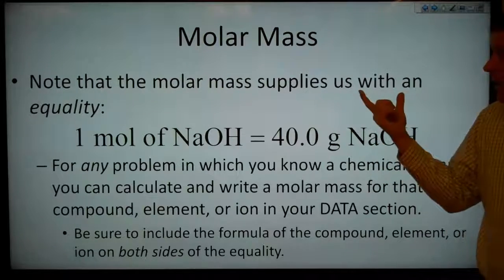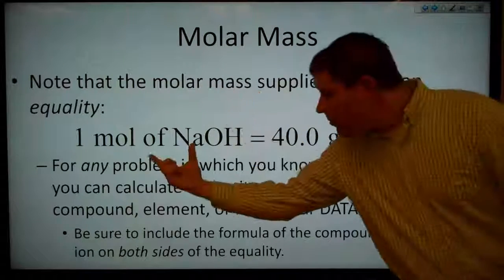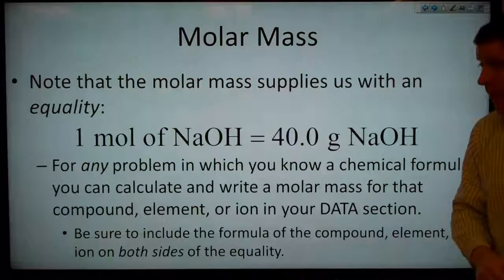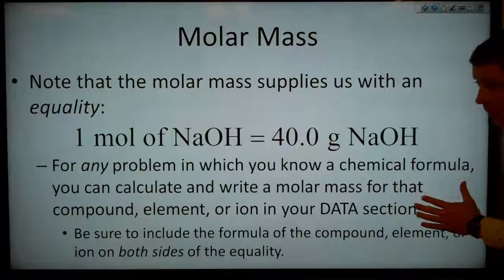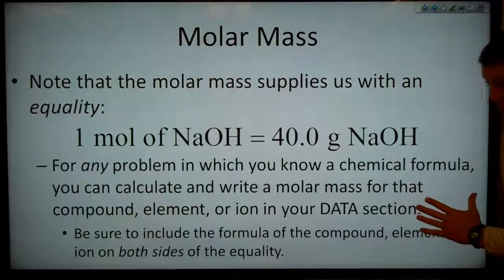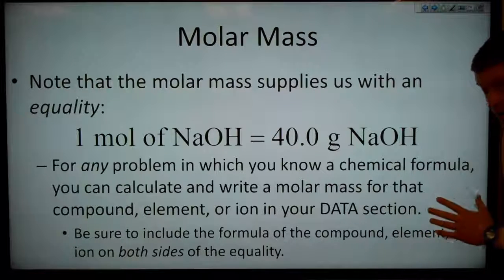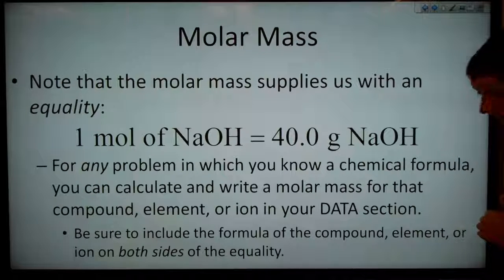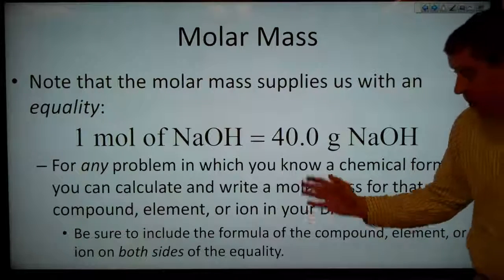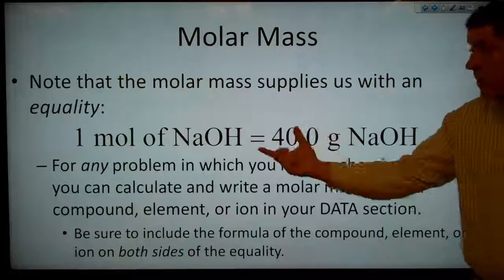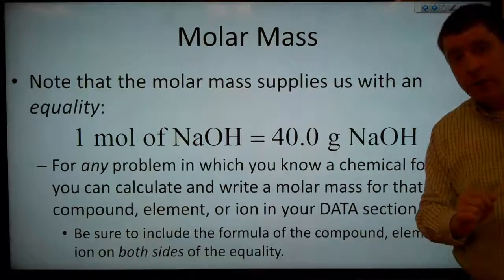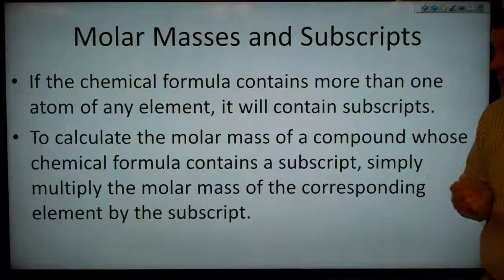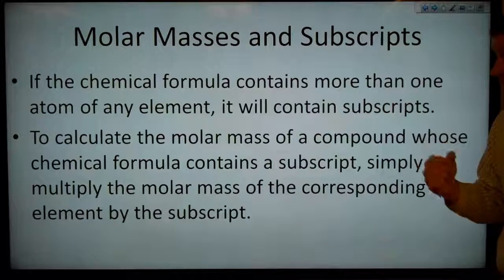And note that the molar mass supplies us with an equality. We know that 1 mole of sodium hydroxide equals 40.0 grams of sodium hydroxide. And for any problem in which you know a chemical formula, you can calculate and write a molar mass for that compound, element, or ion in your data section. So be sure to include the formula of the compound, like I did here with sodium hydroxide, element, or ion on both sides of the equality, so you know that you're going from moles of some compound to grams of that same compound.